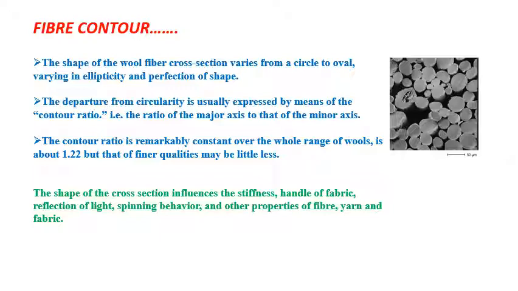The contour ratio is remarkably constant over the whole range of wools and it is about 1.22. But that of finer qualities may be a little less. In case of fine wool, this ratio will be a little less. The shape of the cross section influences the stiffness, handle of fabric, reflection of light, spinning behavior, and other properties of fiber, yarn, and fabric. So this has a direct relation with the quality of the product prepared from such fiber.